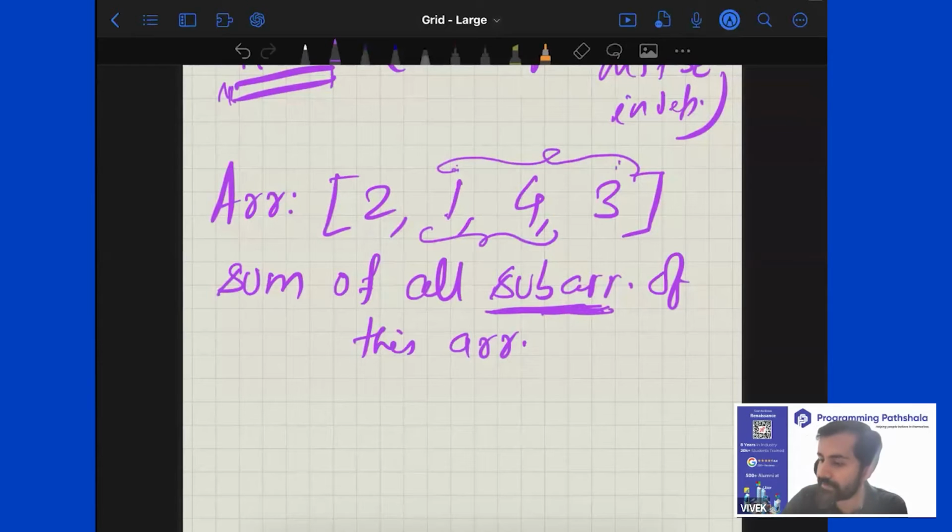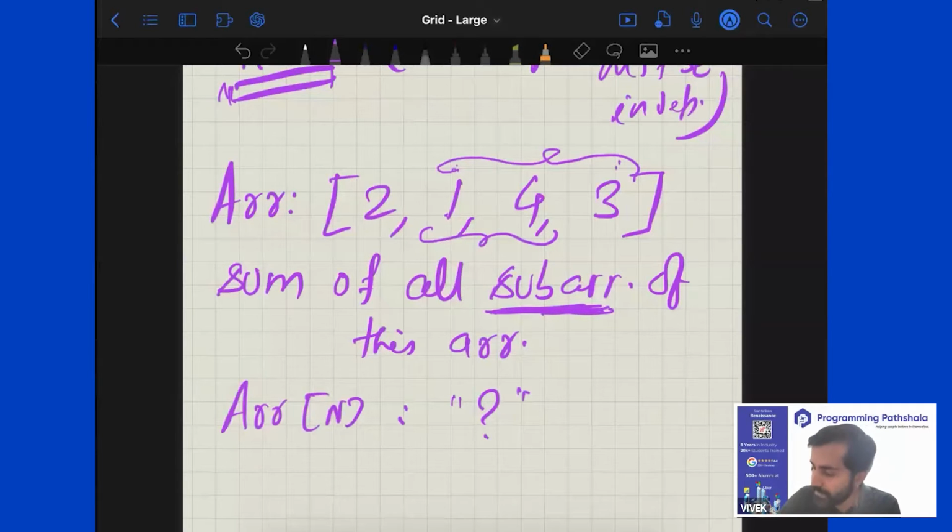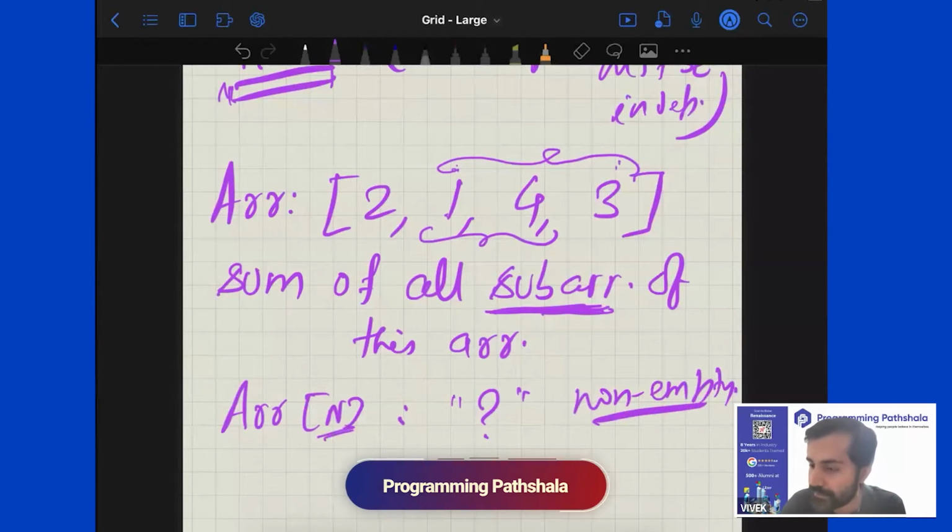Can you tell me one thing? Just answer one thing first. Let's say there is an array which contains n elements. How many subarrays will it have? And I'm obviously talking about non-empty subarrays. How many non-empty subarrays will be there if an array has a size of n?